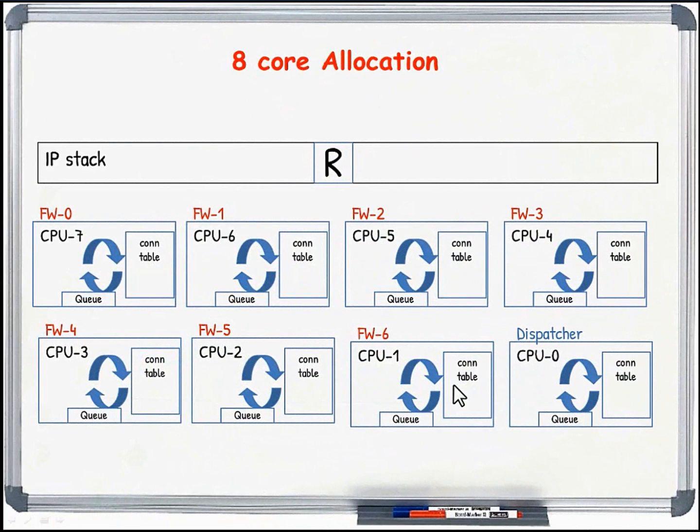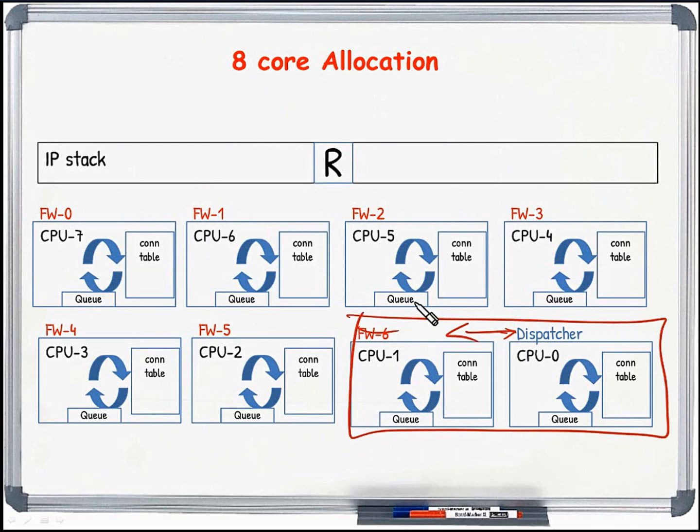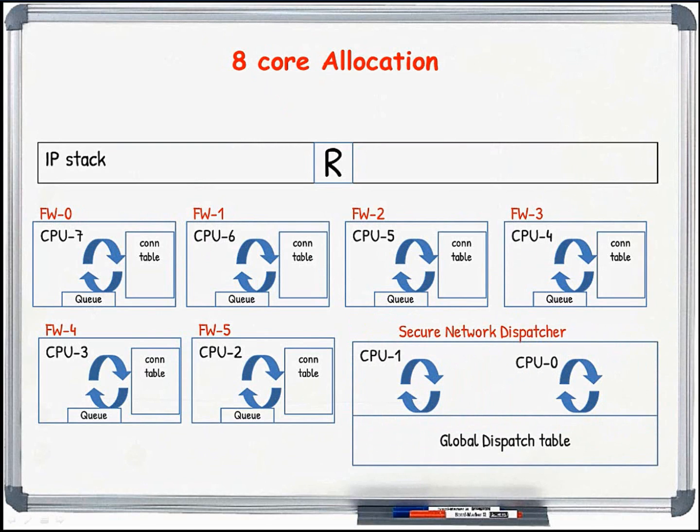Here I have 8 cores, with 1 dispatcher, and the dispatcher is very busy. It's processing a lot of connections. So what I could do is bind 2 CPUs to the dispatcher. I can remove one of the firewall instances. You can actually unbind firewall worker 6 from its CPU and attach the dispatcher, so the dispatcher can run on 2 CPUs, like so. So now I have the secure network dispatcher.